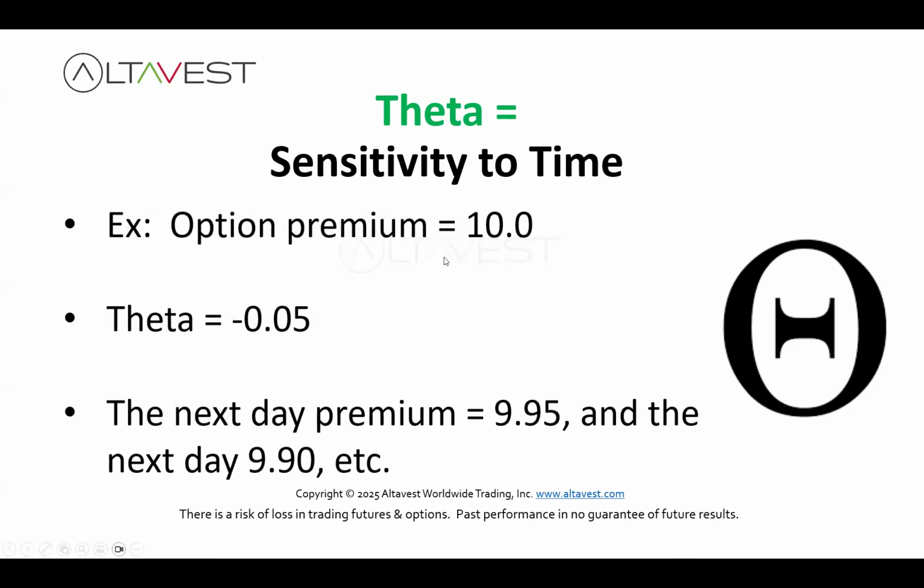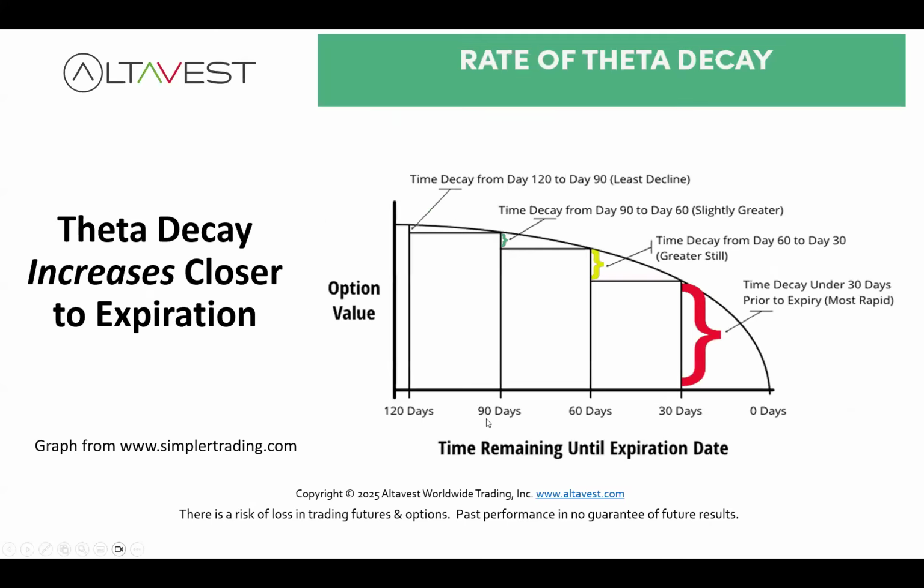For example, if a premium is 10 points and the theta is negative 0.05, the next day the premium will drop to 9.95, and after that down to 9.90, and so on and so forth. This is what it looks like on a graph. You see the value of the option here. The value drops and drops and drops as time gets closer to zero. As you approach time zero, especially in the last 30 days, you can see the slope of the deterioration in the value starts to drop off. So theta decay always increases closer to the expiration date.